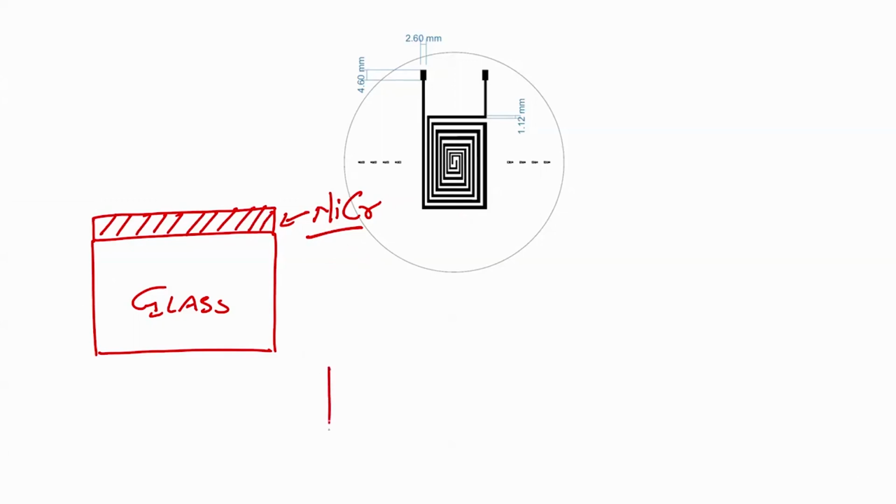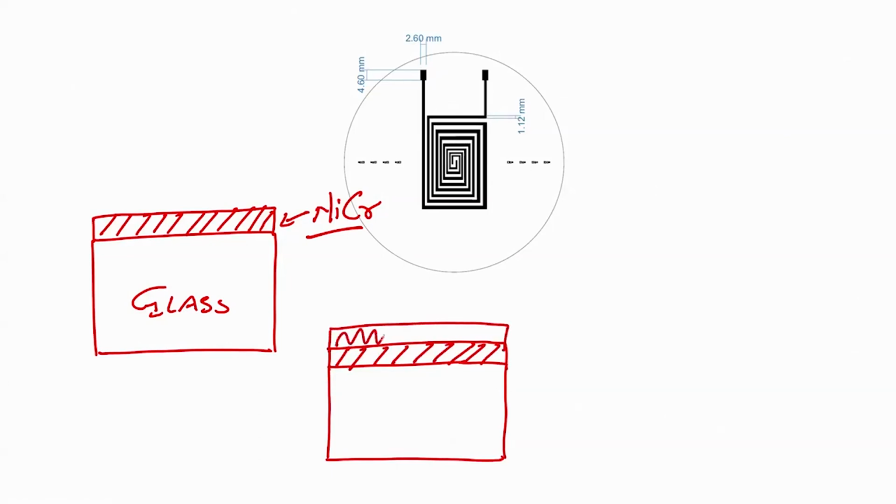What is the next step? My next step would be, I will spin coat photoresist, right. You see, I have spin coated photoresist. Which one? Positive photoresist, right.